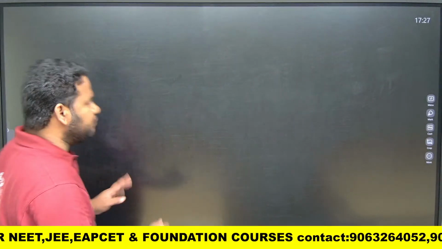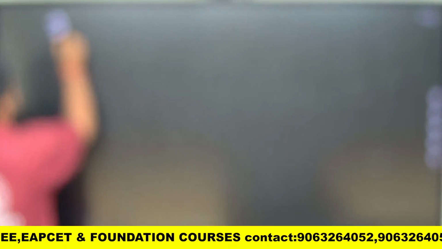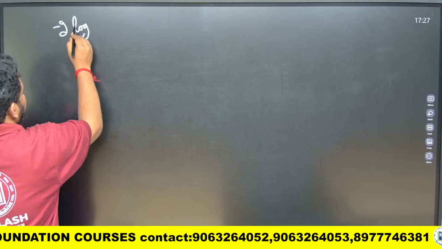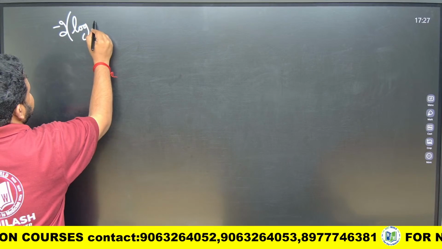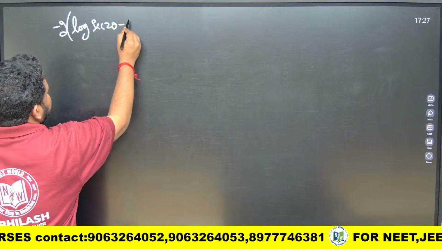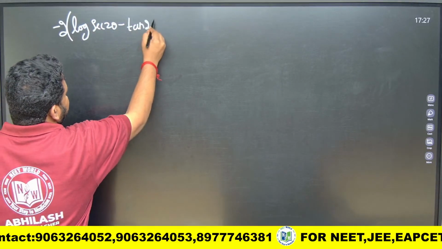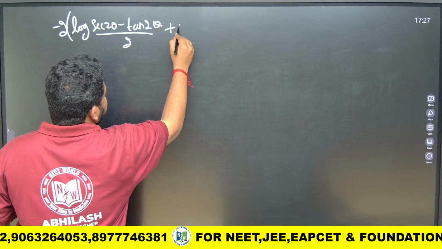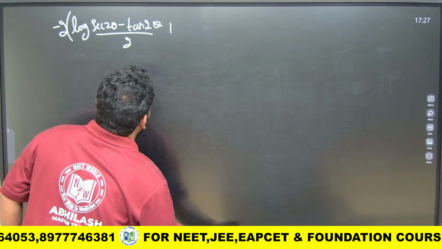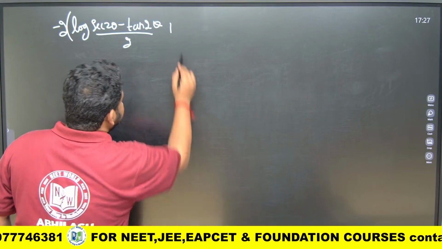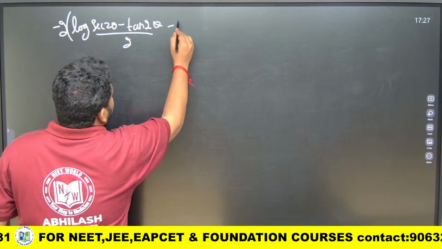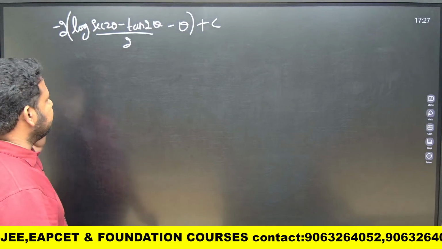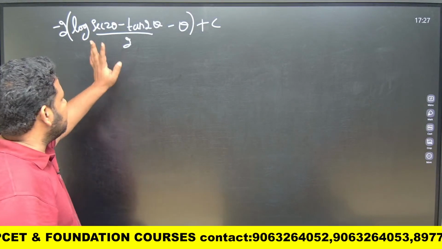I have this nothing but equal to minus 2 times log of, minus 2 is outside, log of secant 2 theta minus tan 2 theta divided by 2, okay, this divided by 2, minus theta, it should not be plus, it should actually be minus theta, plus c. This is what we got after integrating.